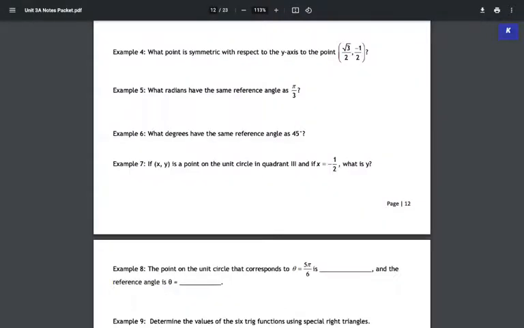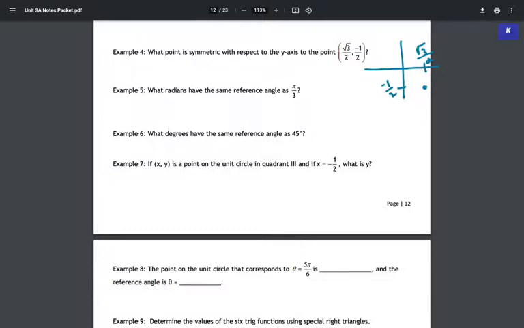All right, going back over here to example 4. This is wanting you to think about what point is symmetric with respect to the y-axis of the point square root of 3 over 2, negative 1/2. Well, that point is located over here somewhere where the x value is square root of 3 over 2 and the y value is a negative 1/2.